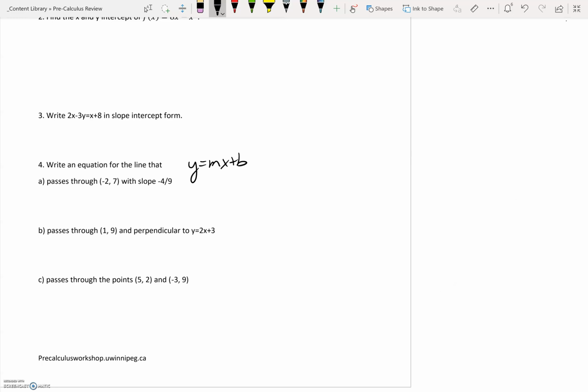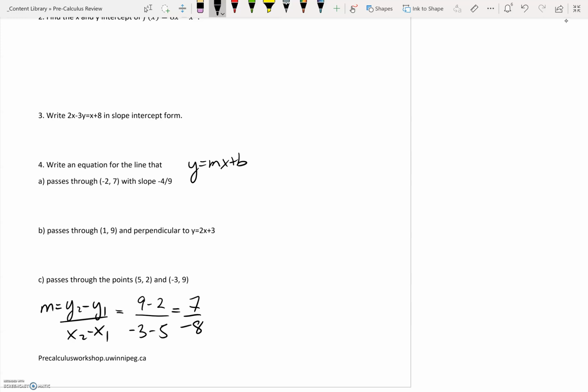I'll maybe do 4c. So if we want to pass through points (5, 2) and (-3, 9), first of all, we need to find the slope. We need an m. So that's what we're going to find first. And m would be y2 minus y1 over x2 minus x1. So that's 9 minus 2, and then -3 minus 5. So that's going to be 7 over -8 as our slope.